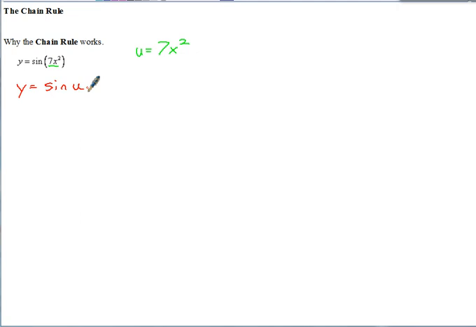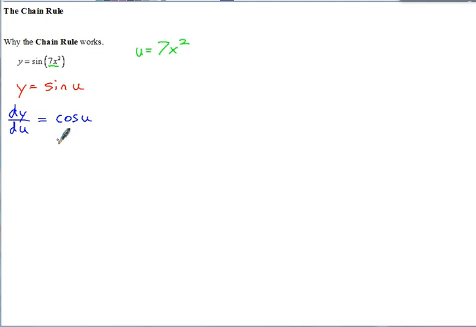We take the derivative of sine of u. Normally when we've been taking the derivative, we've written dy dx, because the variable has been x. But now, since u is our variable, we'd write dy du rather than dy dx. And the derivative of sine of u would be cosine u. However, that's not our final answer because we want dy dx, not dy du.